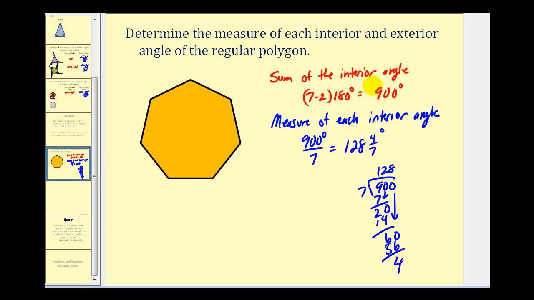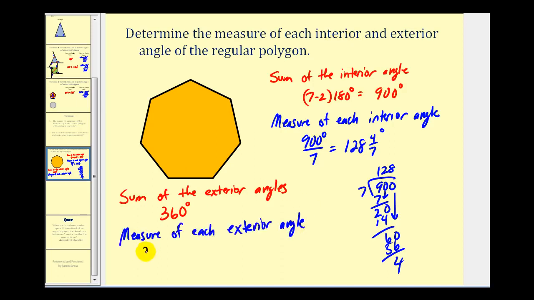Now for the sum of the exterior angles, we now know that it will always be 360 degrees. And since we have a regular polygon, the measure of each exterior angle will also be the same. So we'd have 360 degrees divided by 7. That'll be 51 and 3/7 degrees.